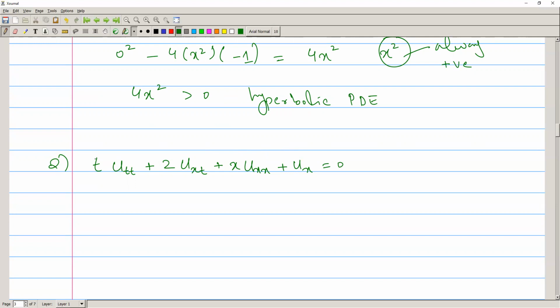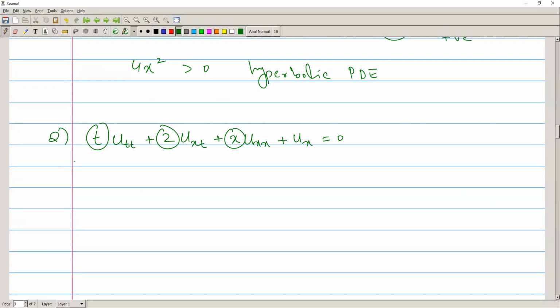All right, so only these three coefficients we need for the classification of this equation. So A is equal to t because it's the coefficient of utt. B is equal to 2 because it's the coefficient of uxt, and C is equal to x. So apply the same condition, B squared minus 4AC. So we'll see that this is equal to 4 minus 4xt.